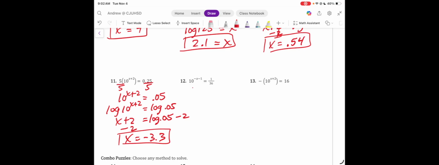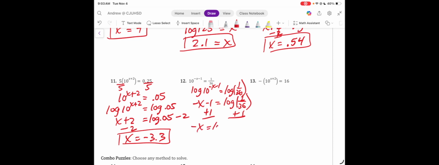So I'm just going to start by taking the log here. This will be negative x minus 1, log of 136. Add 1. So negative x is log of 136 minus 1. And finally, oops, let me erase it. Finally, divide by negative 1, the whole thing.